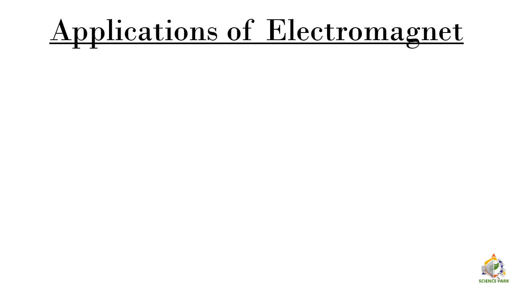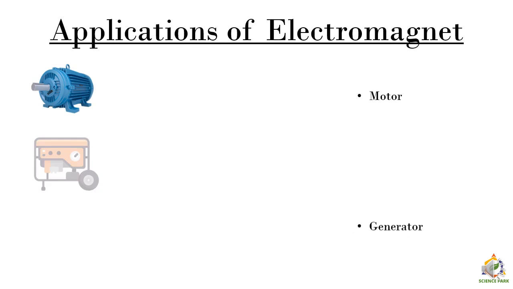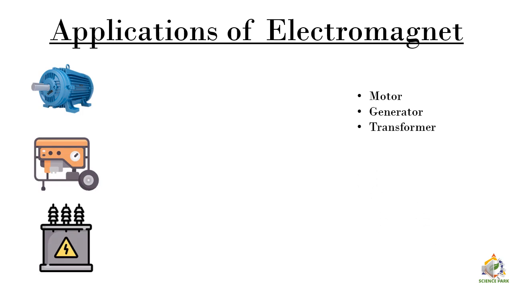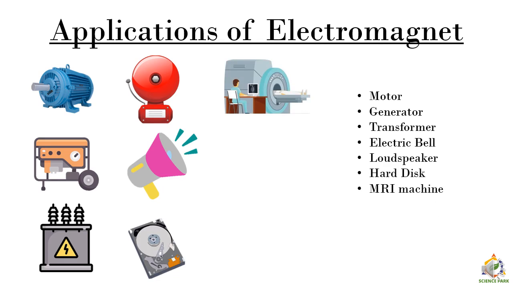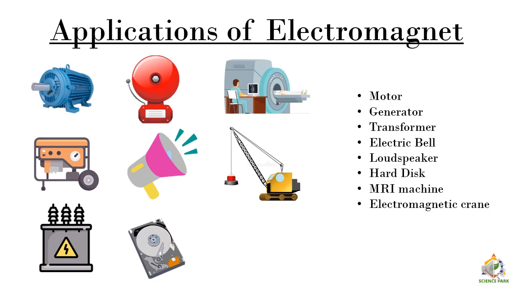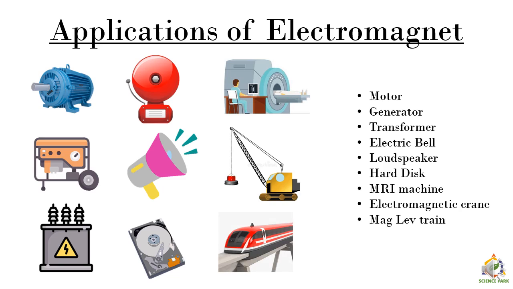Right. So now we are going to see some applications of electromagnet. Electromagnets are used in motors, generators, transformers. Then they are also used in electric bell, in the loudspeaker, in a hard disk, MRI machines. They are used in electromagnetic crane to lift heavy iron equipment, and also used in magnetic levitation, that is maglev trains.